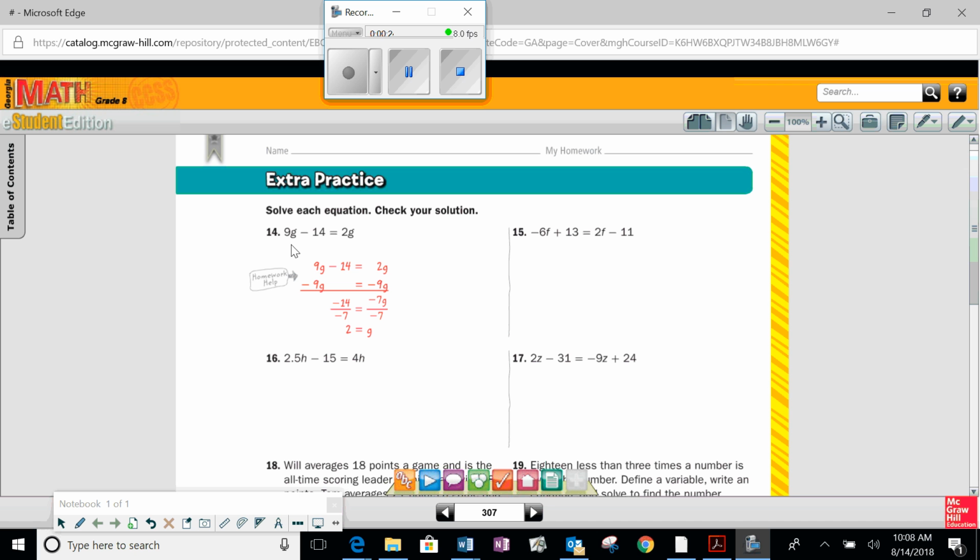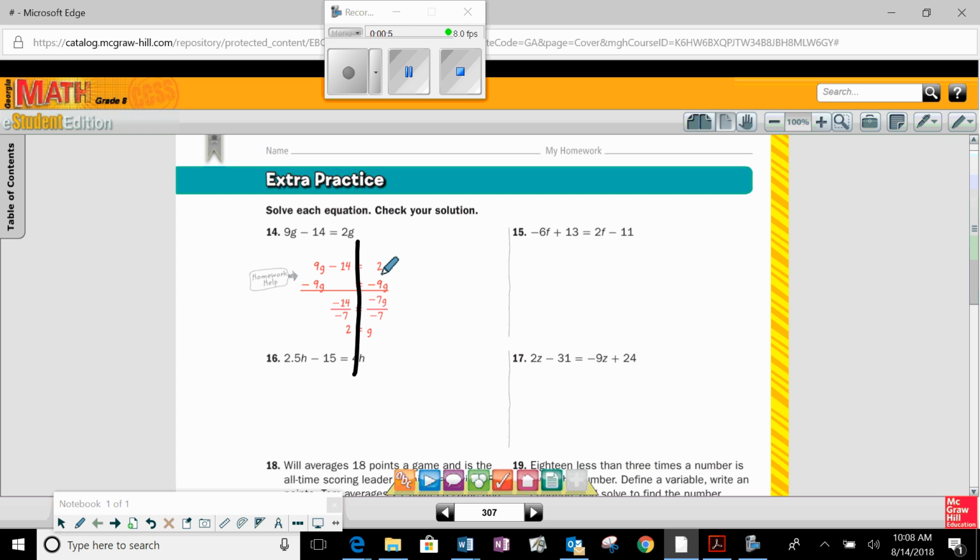We have 9g minus 14 equals 2g. So the first thing we need to notice is that we have variables on both sides of the equation. So I'm going to draw a line right down the equal sign just to help me remember what happens on one side must happen to the other side of the equation.